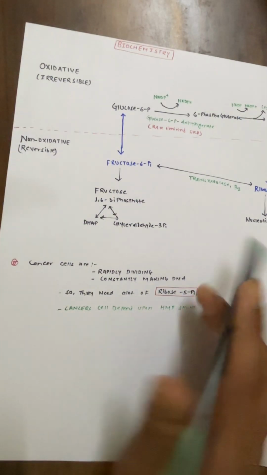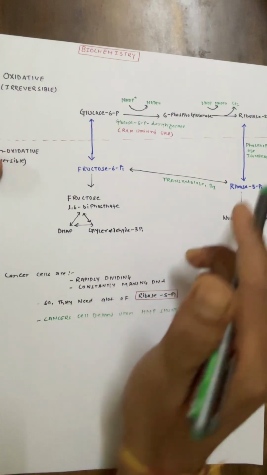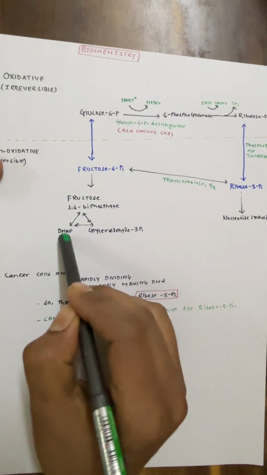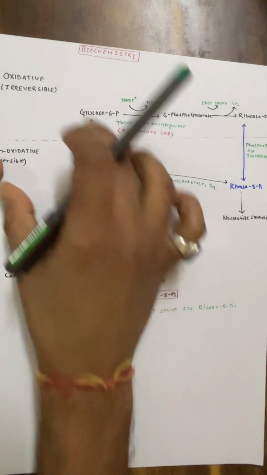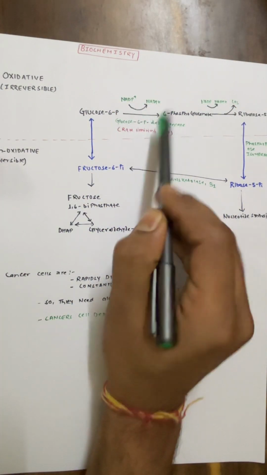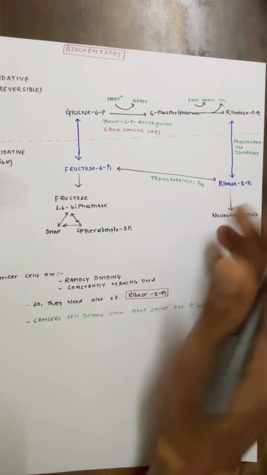Now this ribose 5-phosphate can also get converted to fructose 6-phosphate, and then fructose 1,6-bisphosphate, DHAP and glyceraldehyde 3-phosphate. This step is not so important, but just remember the rate limiting step and this ribose 5-phosphate.